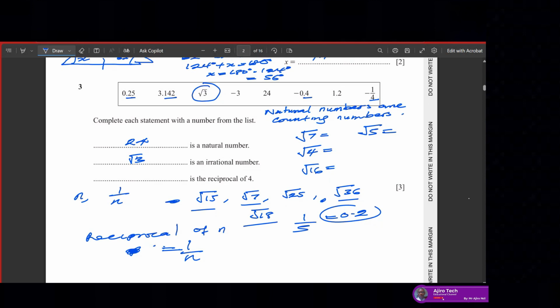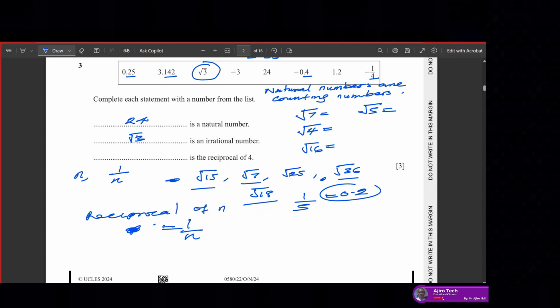All right? So you will not forget that. So what will now be the reciprocal of 4? So that I can write it down, 1 over 4, as a decimal. 0.25. Is this question clear? Yes, very clear.